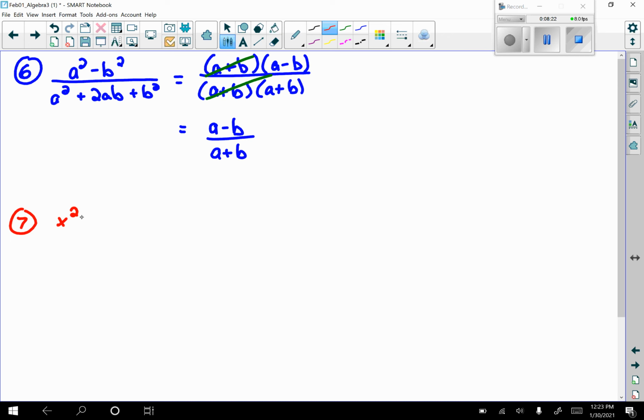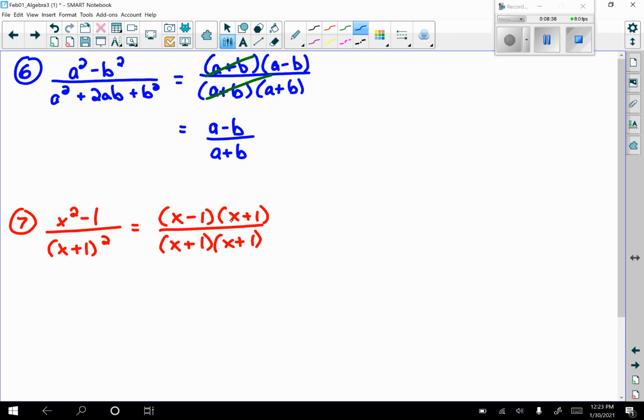We've got x squared minus 1, that looks familiar, over x plus 1 squared. So we can just factor the numerator into x minus 1 times x plus 1. The denominator technically is factored. We're just going to write these out side by side, because that's what that means. So like before, we could just cross out an x plus 1 from the top with only one x plus 1 from our denominator, and we're left with x minus 1 over x plus 1.